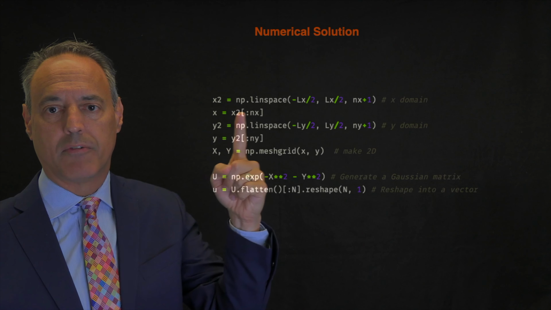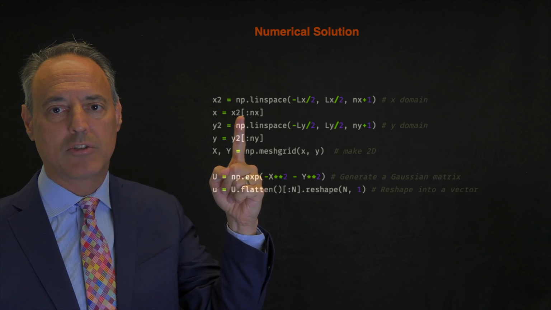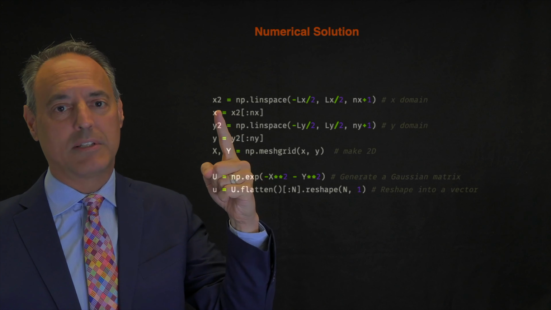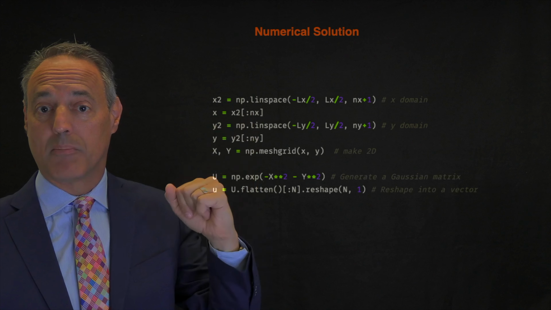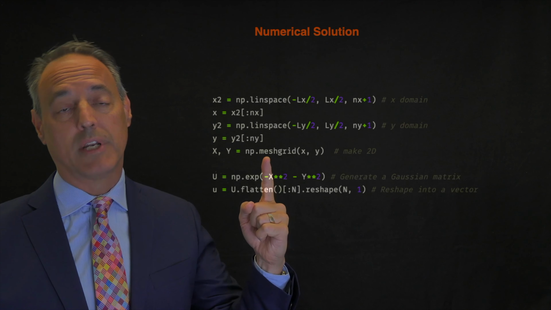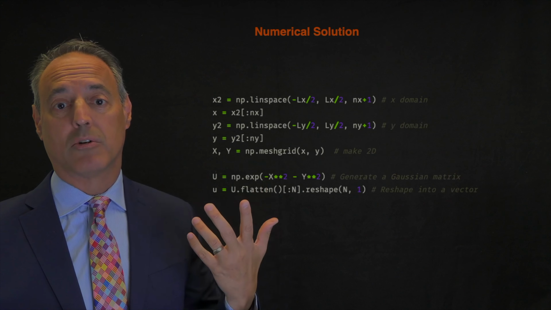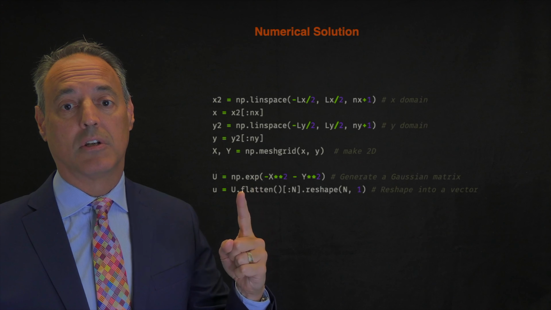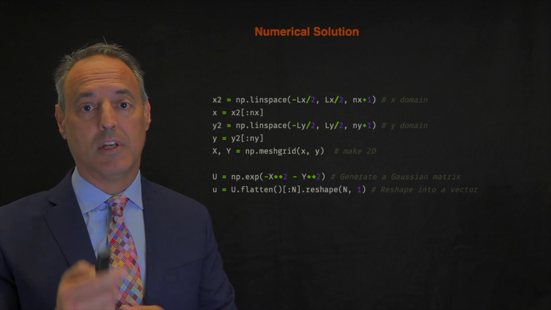Okay, so that's how we think about it, and then I can just decide how to define the domains. Here's the x domain, so in other words, I chop it up into 101 points, and I just take the first 100. Remember, I'm assuming periodic boundary conditions. Same for the y, and then I meshgrid it to get a two-dimensional representation, and then I pick an initial condition. I reshape this. So that's the important thing.